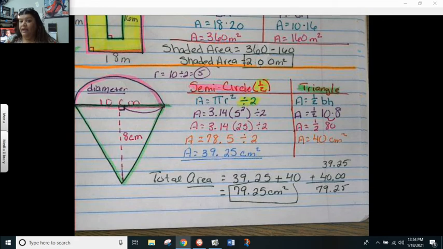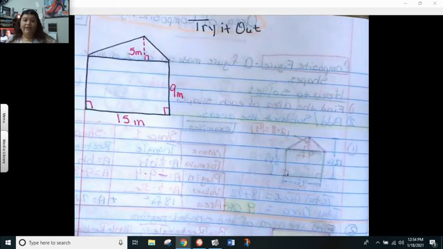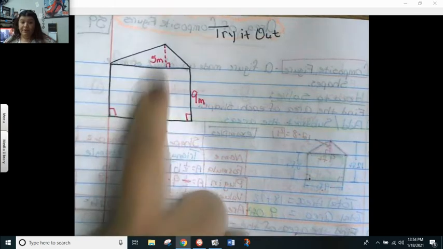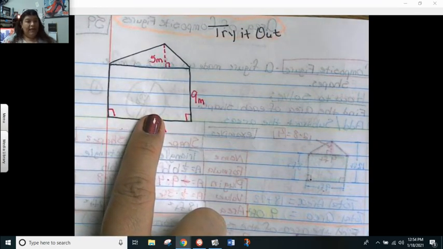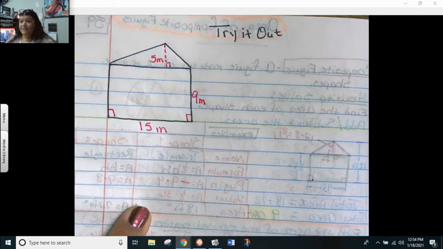And now we're going to go ahead and try it out, okay? So let me get you to try it out page. I only gave you one shape, okay? So go ahead and find the area of the two shapes that create this pentagon, and then press play when you're ready to see the answers, okay? All right.